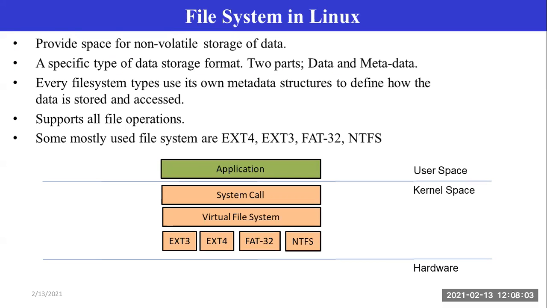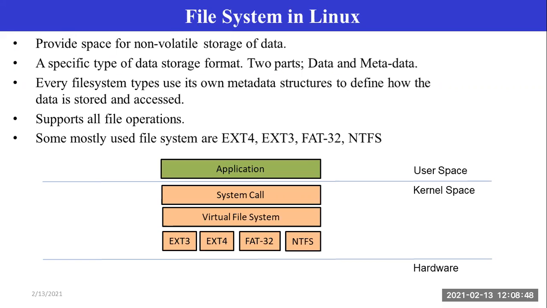And this has two parts. One is the data and the other is the metadata. Data means the actual data which we are writing or reading from the files, and metadata is used to maintain that data properly. As I said, each file system has its own way of maintaining its metadata, and that is how one file system is different from the other. And it supports all the file operations that you can think of: file open, file write, read, file pointer move, and all that.